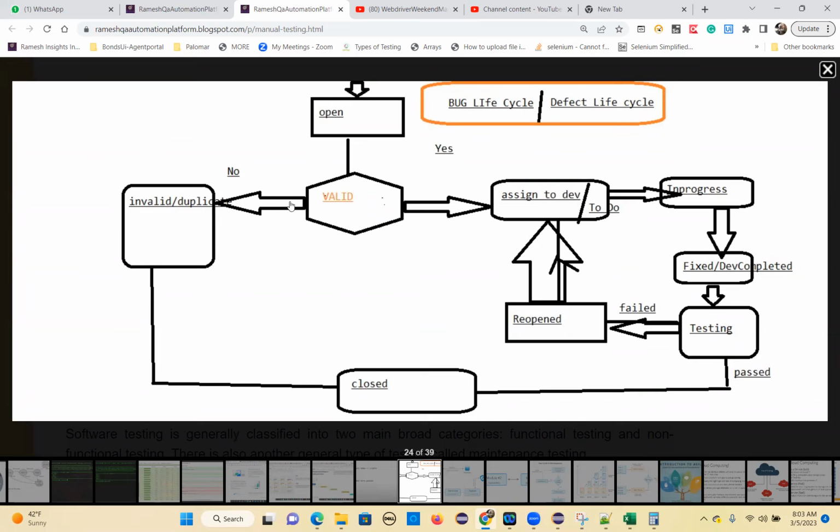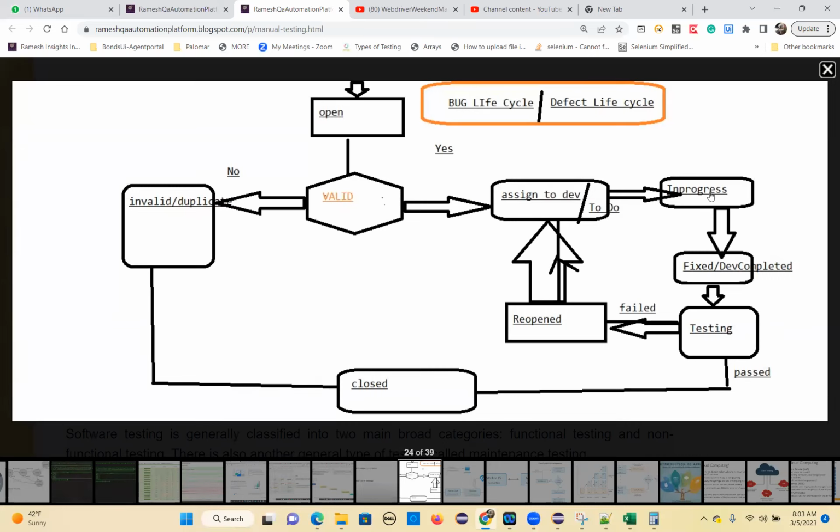Then they will mark that bug as invalid or duplicate. If it is a duplicate, it means somebody already filed it and you reported it again. That's a communication gap between you and your team members. So before reporting a defect, always watch the previous list, then you can avoid duplicate bugs. Then you will close that bug. If the bug is valid, you will assign it to the development team.